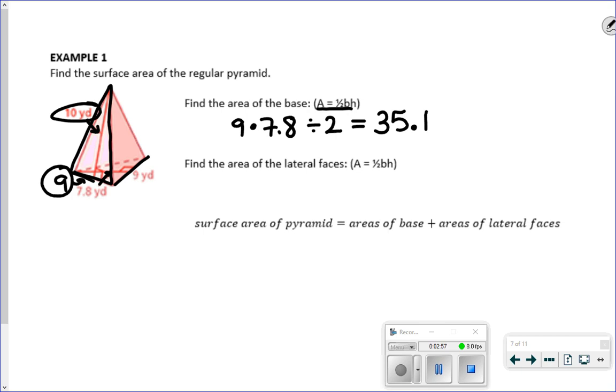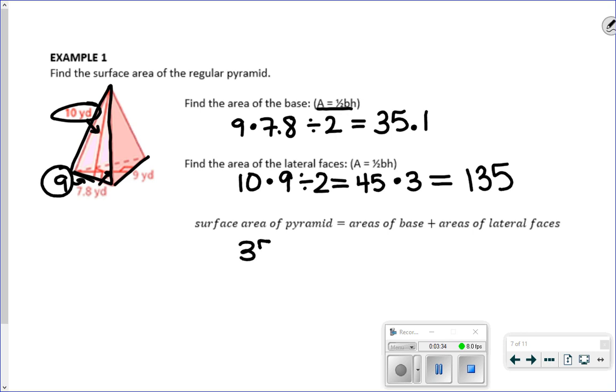All right, so I'm going to go ahead and use those numbers. I'm going to do 10 times 9, and I'm going to divide by 2 to get the area for one. So 10 times 9 is 90, divided by 2 is 45. But because there are 3 triangles, we need to multiply that number by 3. So 45 times 3, I get an area of 135.